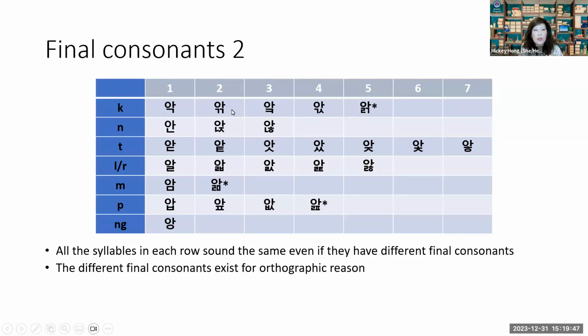So any one of these will be just ak for a final consonant. An, because you pronounce only the first consonant at the bottom. All of these will be at. RL, if it comes first, or by itself, it's going to be al. Al.